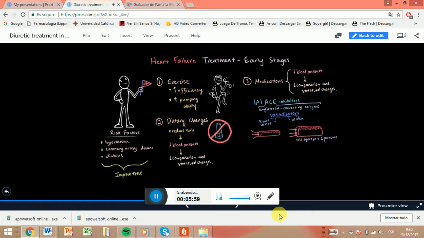Just remember that analogy about trying to blow air through a really small straw and then a really big tube. Which one's more difficult? It's the straw, right? Well, in the same way, your heart's going to have an easier time pumping blood through these dilated blood vessels.